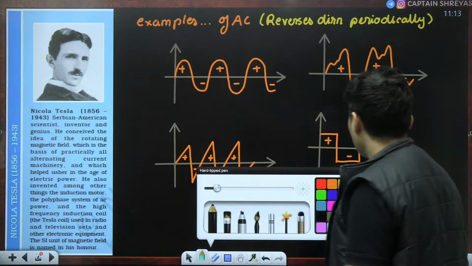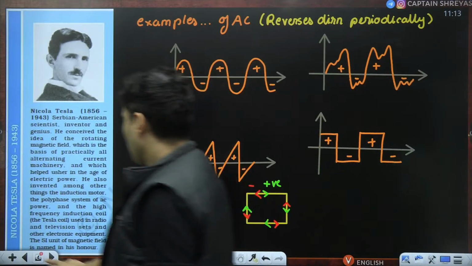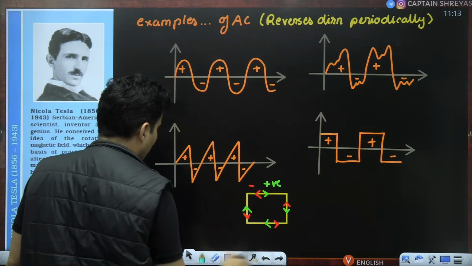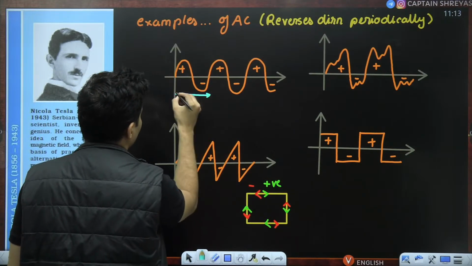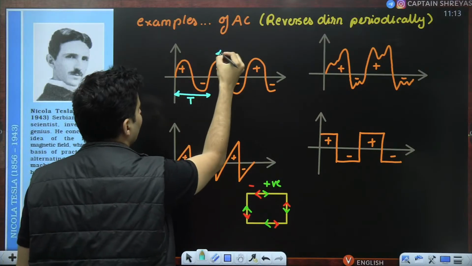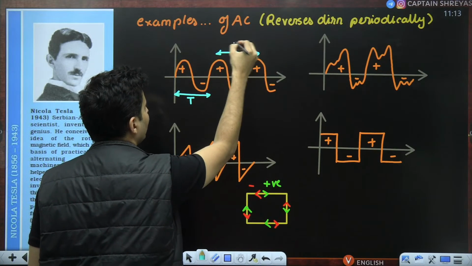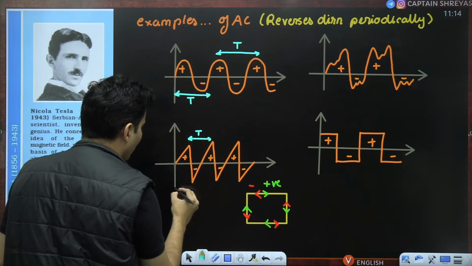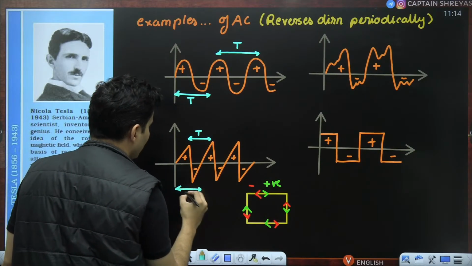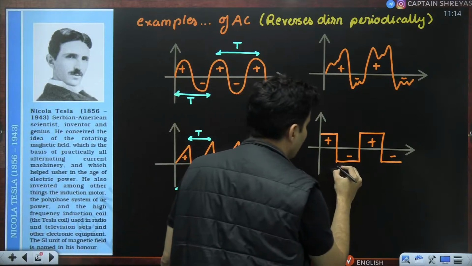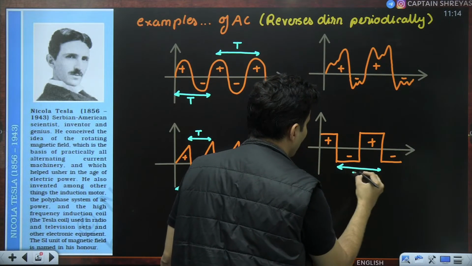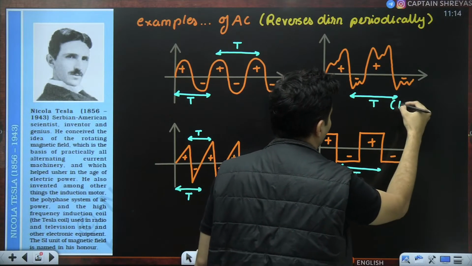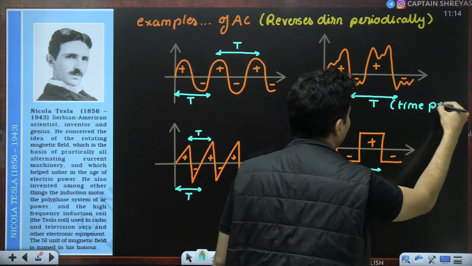So if you ask me what is the period, well, it is basically from here to here. This is one time period. You can even go from one peak to another peak, this is also one time period. From here to here, it is one time period. Or even from here to here, that is also one time period.